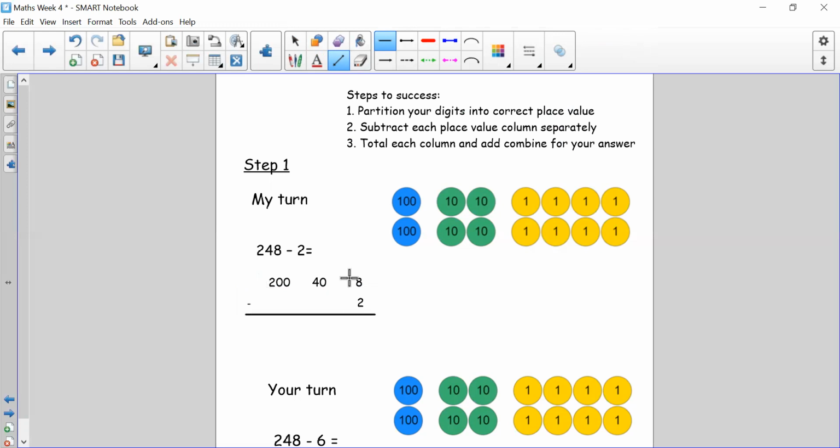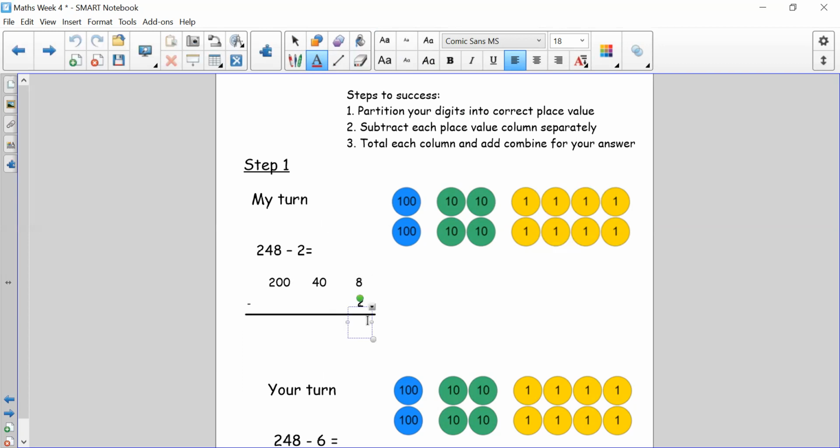Okay, 248: 8 ones, taking away 2. Okay, I need to cross off 2 there. Or I could just use this method here. So let me use my digits today because we've used a lot of counters before. I will show you in a minute how we're going to do it, but I'm just going to use the expanded method first. So 8 take away 2.